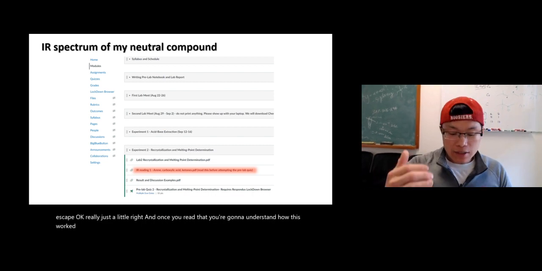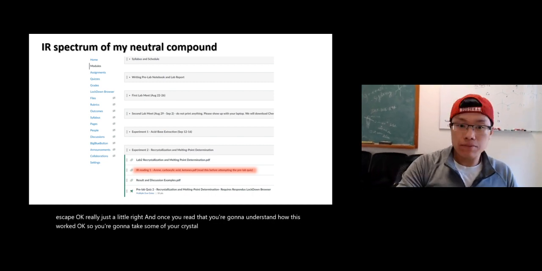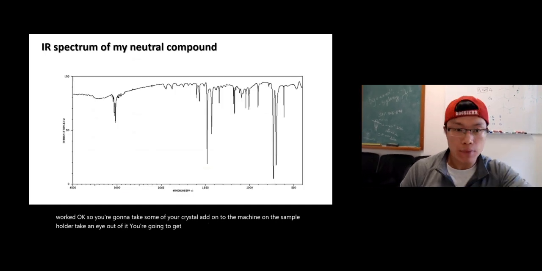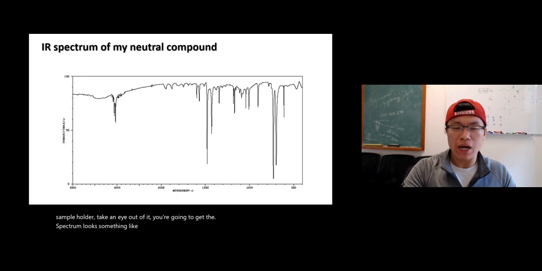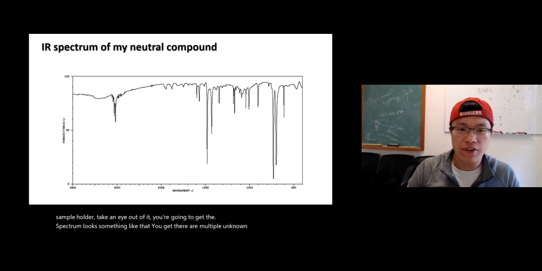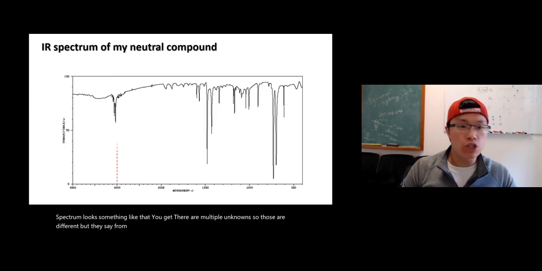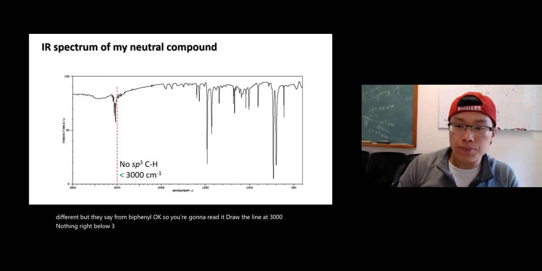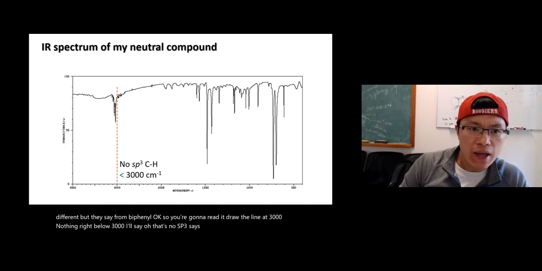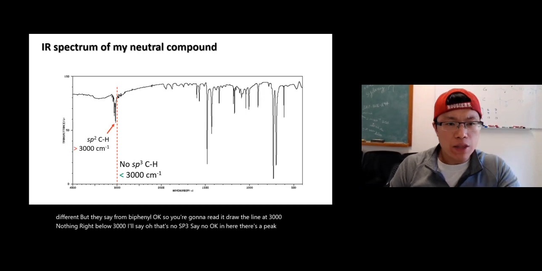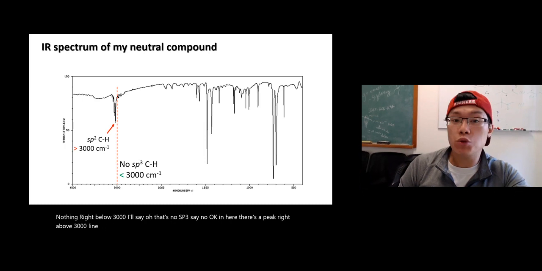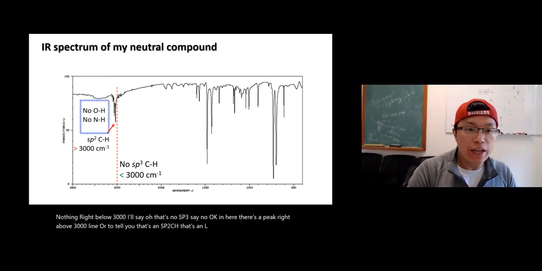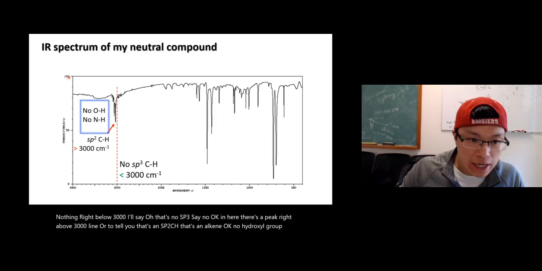You're gonna take some of your crystal, add it onto the sample holder of the IR machine, and take an IR of it. You're gonna get the IR spectrum, looking something like that. There are multiple unknowns, so those are different, but this is from biphenyl. You read it: draw the line at 3000, nothing right below 3000, so no sp3 CH, no alkane here. There's a peak right above the 3000 line, which tells you that's an sp2 CH, that's an alkene. No hydroxyl group, no NH. You'd see it right here if you had one.